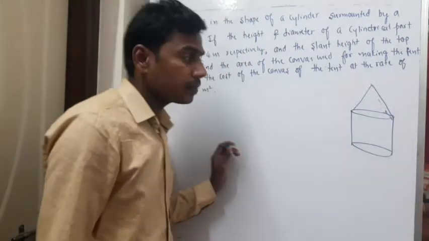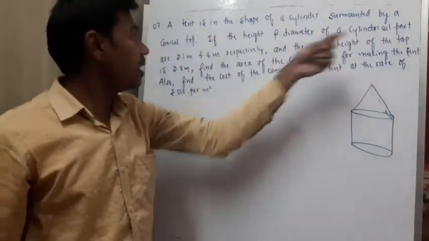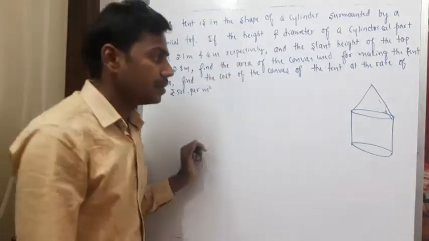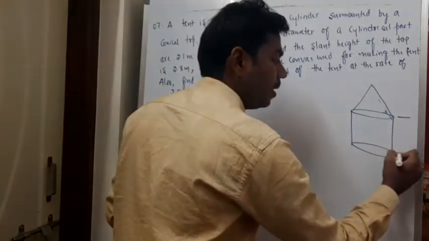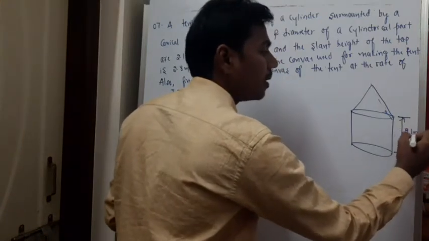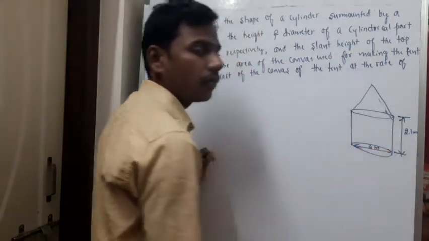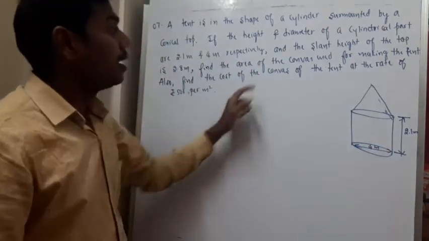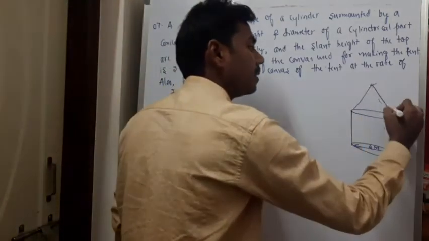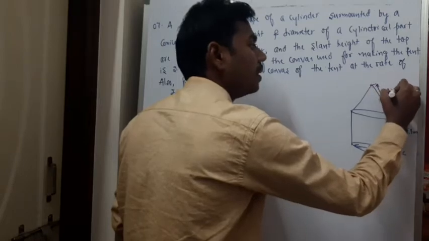Fine. Now, if the height and diameter of the cylindrical part are 2.1 meter and 4 meter. So height and diameter of the cylinder are given. Height is 2.1 meter and diameter is 4 meter. And the slant height of the top is 2.8. Slant height means this height. This height is 2.8 meter. Fine.